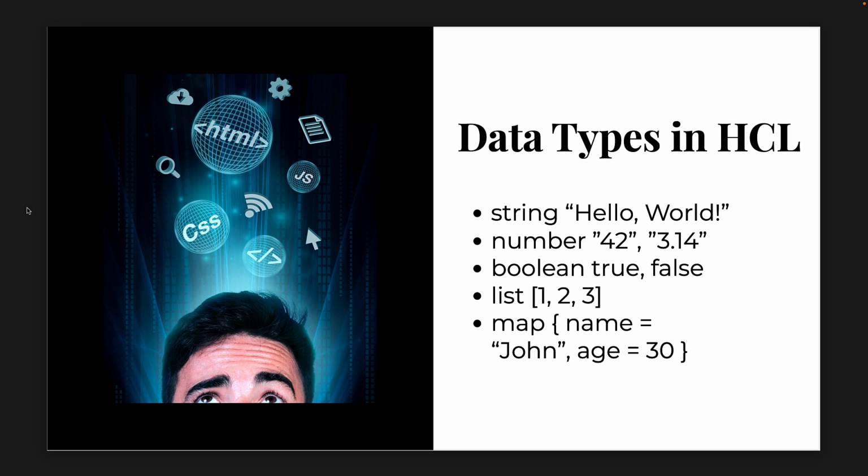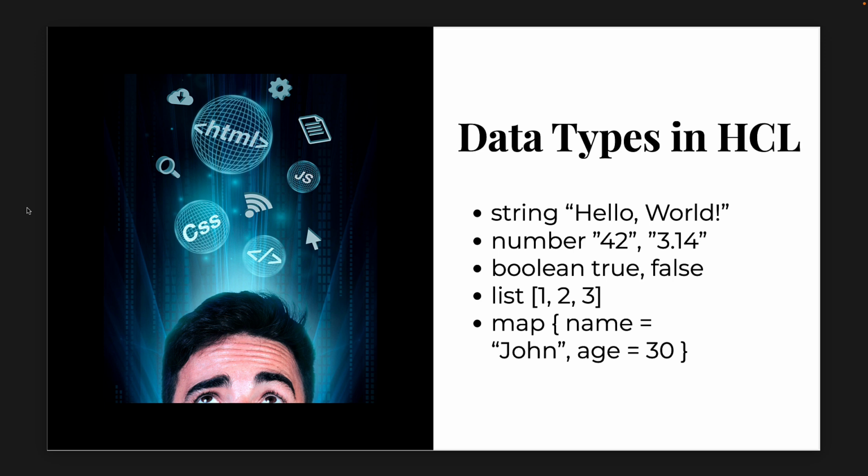Data types in HCL. HCL supports various data types that are fundamental to defining infrastructure. Strings represent textual data, for example, hello world. Number for numerical values, both integers and floating point, for example, 42 or 3.14. Boolean represents true or false values.